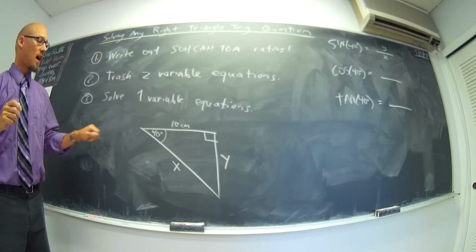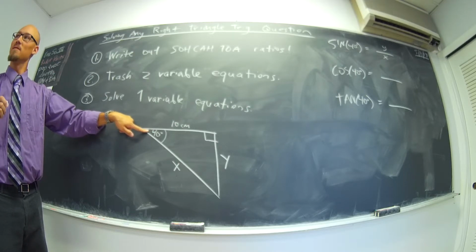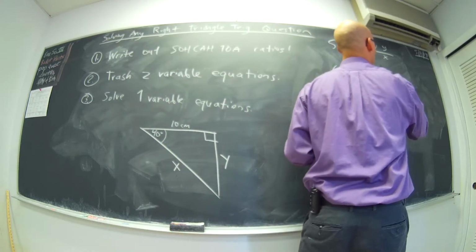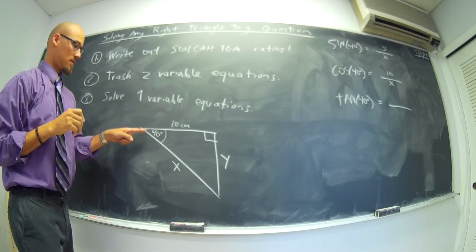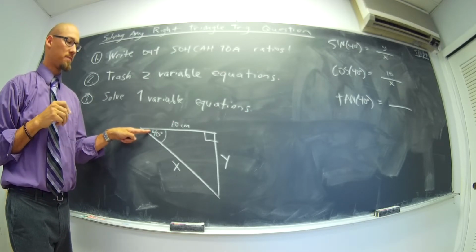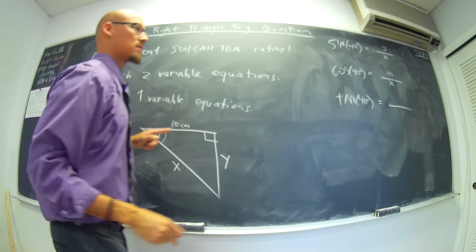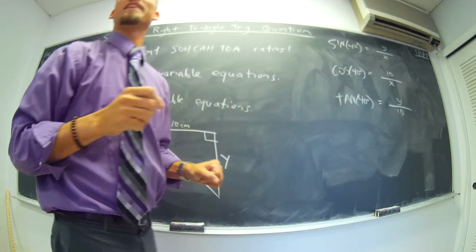Cosine of 40 is going to be adjacent over hypotenuse, so it's going to be 10 over x. And tangent of 40 is opposite over adjacent, so it's going to be y over 10.